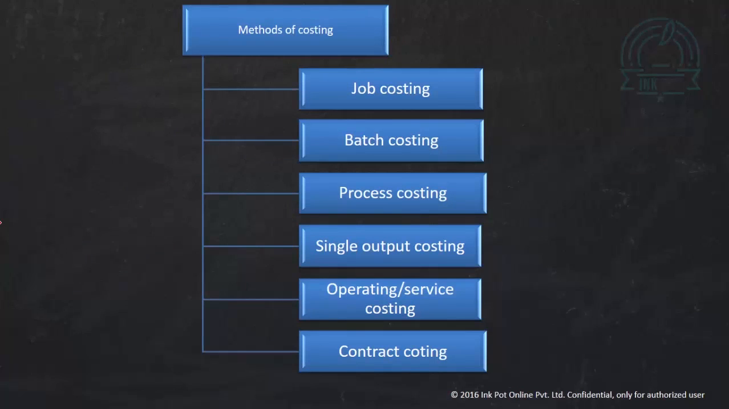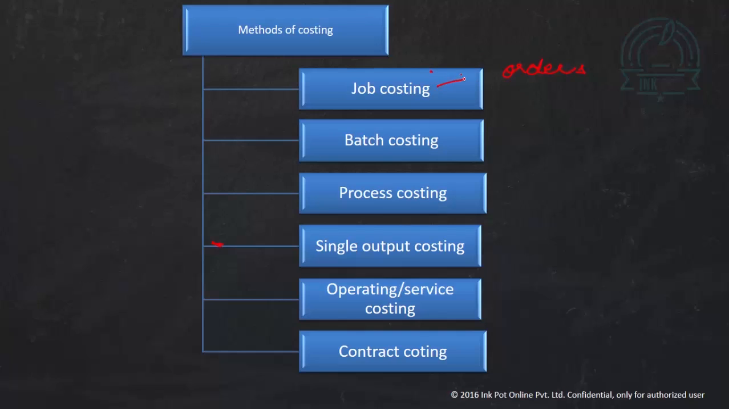Now, what are the methods of costing? First is job costing. Now, what is job costing? Job costing is when we have work orders. It is job costing.